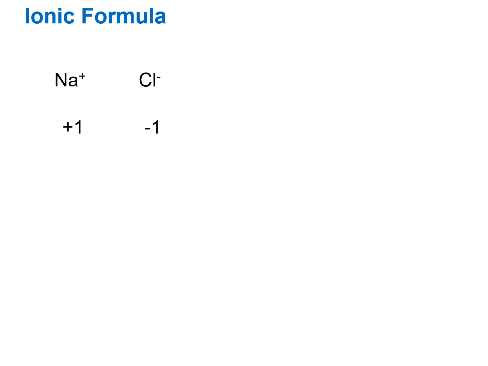Now, if we add positive one and negative one together, what do we get? We get zero. So when you have a positive one charge and a negative one charge in equal amounts, you basically have created a neutral compound. And this is what we have when we have one sodium and one chlorine showing up. So the way that we would want to express this ionic formula is like this.